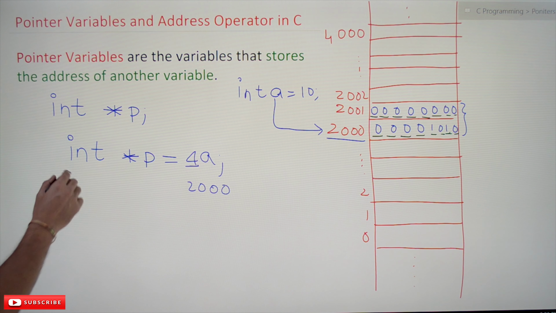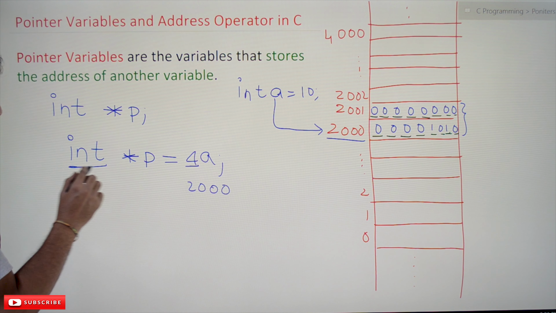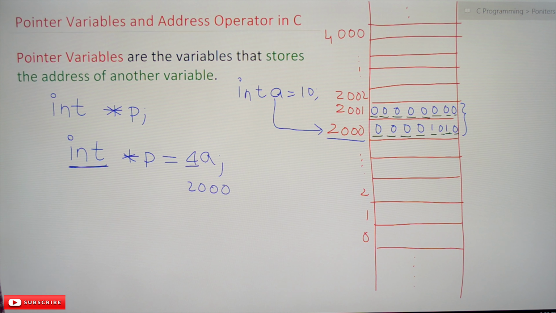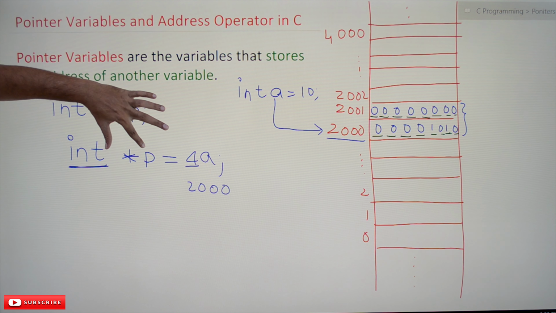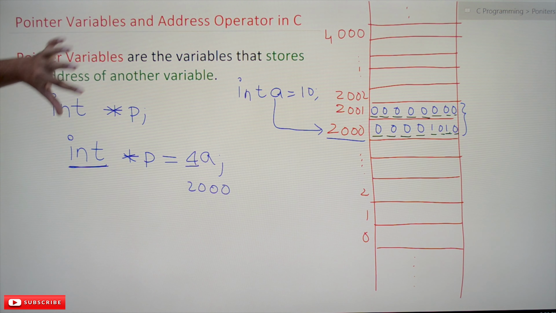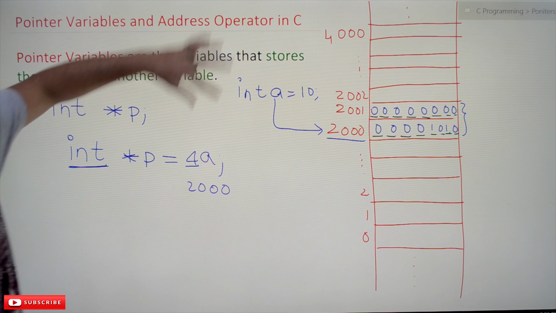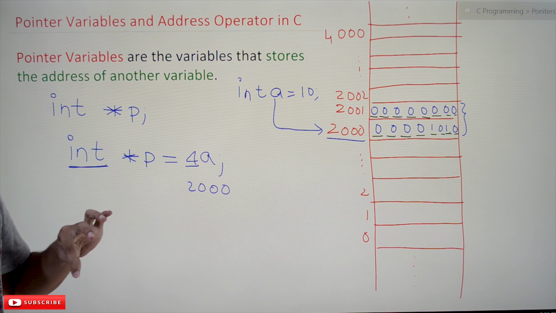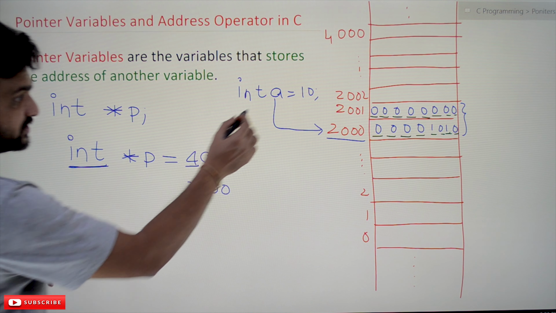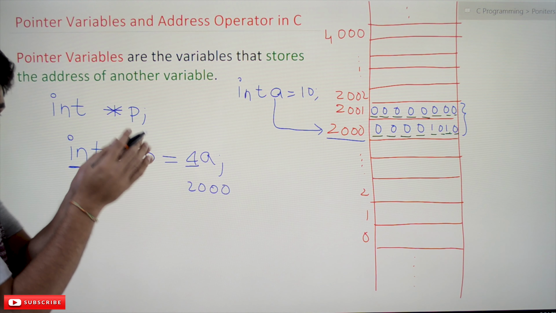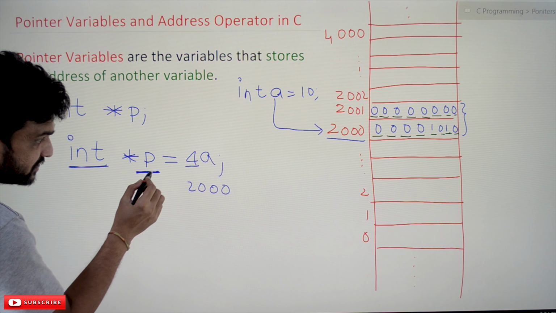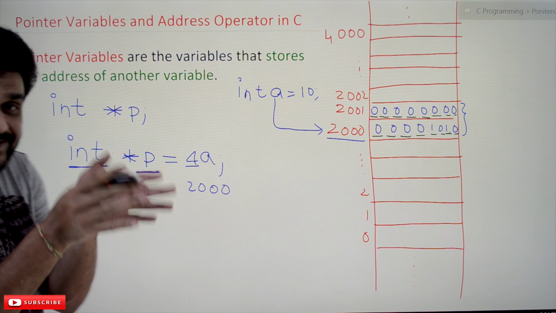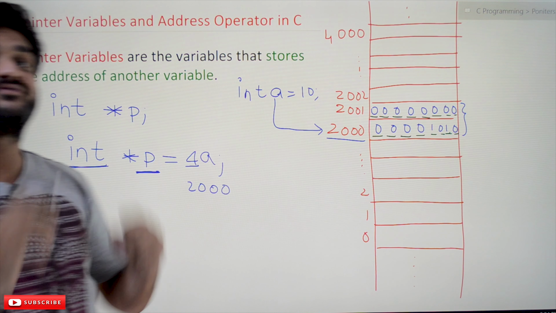So what this int is, that is very important to understand. Int states that p is a pointer variable which is capable of storing the address of an integer. Here a is of type integer. So this pointer variable p is capable of storing only the addresses of integer variables.